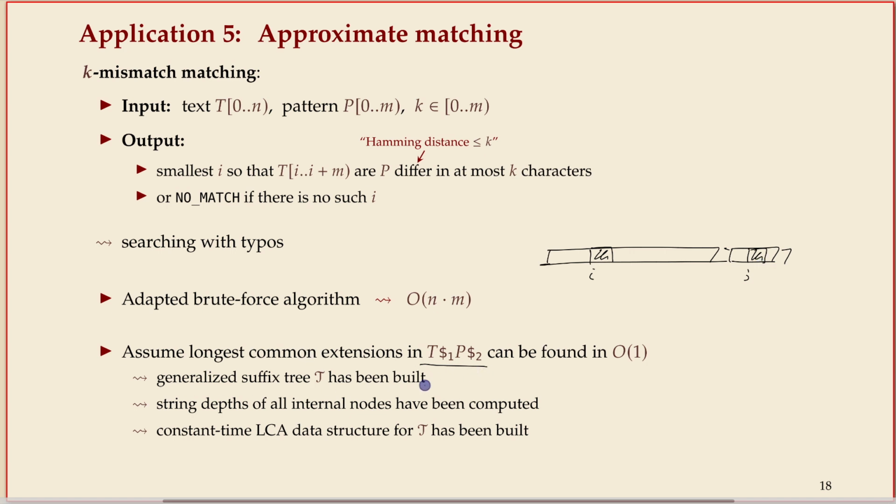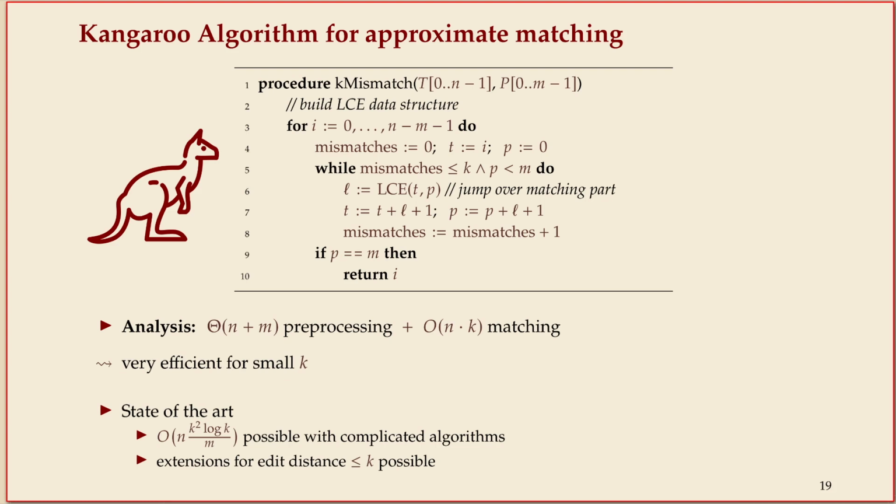And for that, essentially what you need is the generalized suffix tree and all the string depths and the constant time lowest common ancestor, LCA data structure. But we'll just work with LCE for now. So any two positions you're given, you can find in constant time how many characters are the same. And with that, you can use this simple algorithm that got called the kangaroo algorithm because it always does jumps.